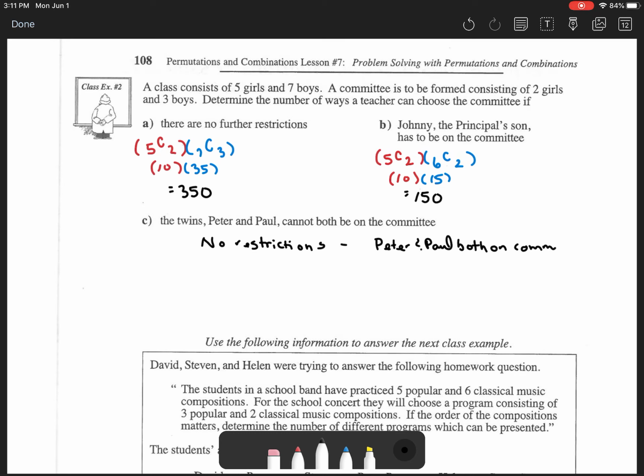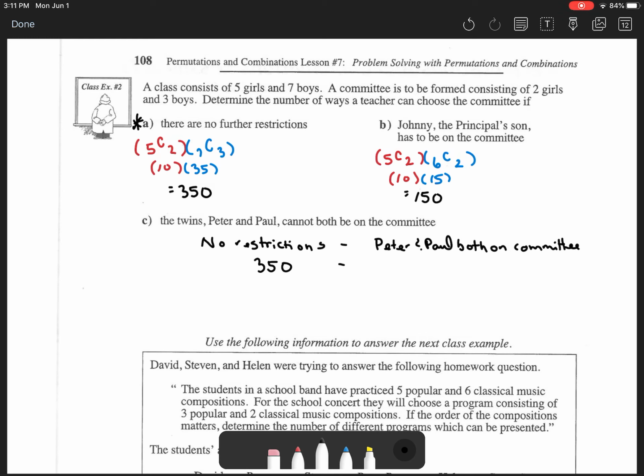That will give me the same calculation, with fewer steps. No restrictions, we know that. That's basically the calculation I did in A, isn't it? No restrictions at all, so that's going to be 350. That's pretty easy; I just steal the answer from A.